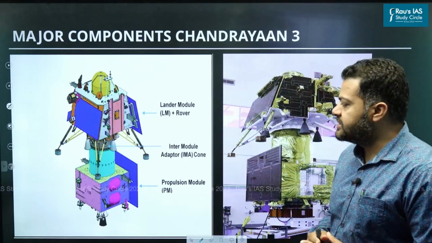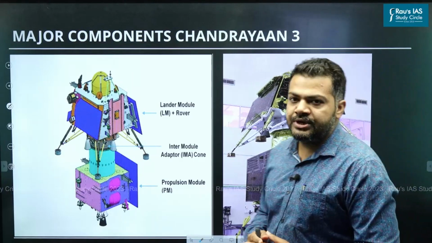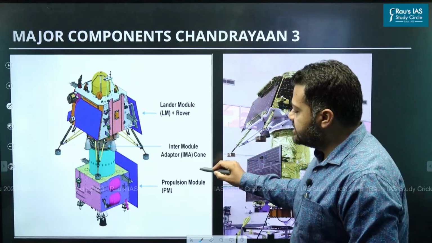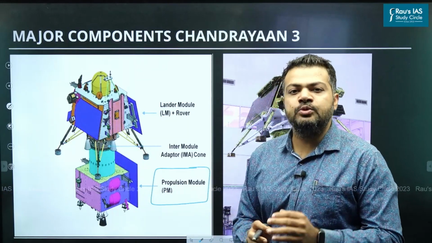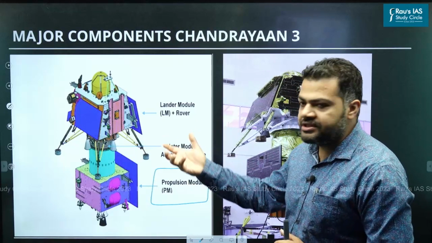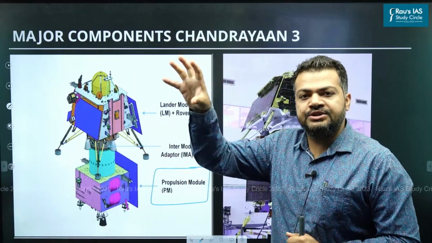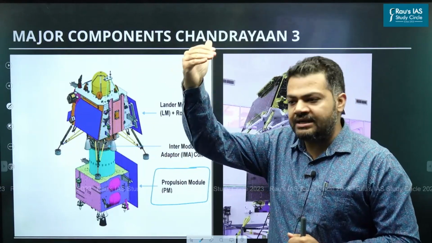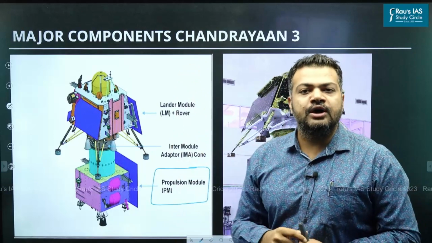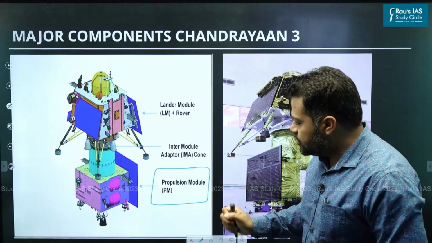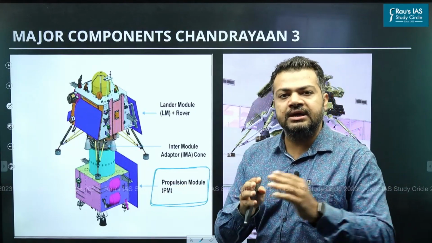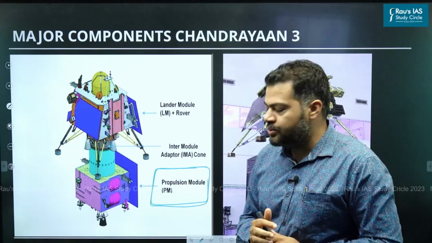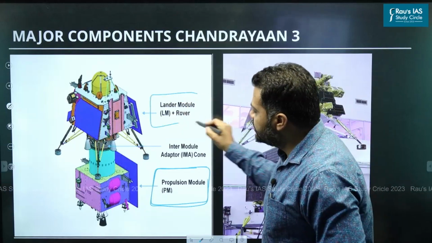So when you look at Chandrayaan-3, there are three major components that it is made up of. One is the propulsion module. The propulsion module, as the name suggests, is meant to propel the entire Chandrayaan-3 to the right destination, to the right orbit, from where it can start descending vertically downwards onto the moon surface. So the propulsion module is meant to propel Chandrayaan-3 into the right orbit, into the right altitude. Then we have the lander module and the rover.